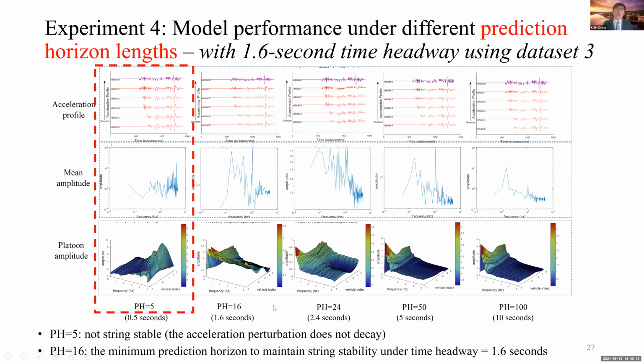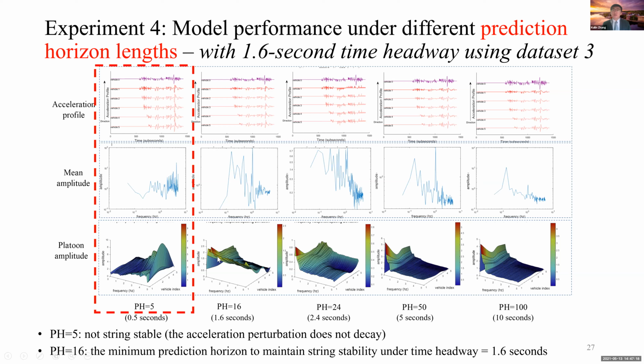Here we showed that if you only look 5 steps ahead, or predict ahead like 0.5 seconds, we cannot observe the string stability. Basically it's not decaying. And if you look 16 steps ahead, 1.6 seconds ahead, we already show the string stable effect. Of course, the more you look ahead, the more you get. However, if you look at a longer prediction horizon, that makes your problem size grow bigger, basically, right? So you have more control variables. Through our experiments we find that the minimum preceding horizon needed to maintain stability should be the same as your constant time headway.